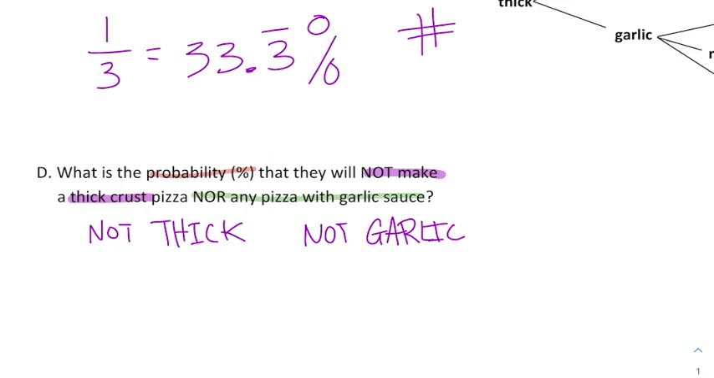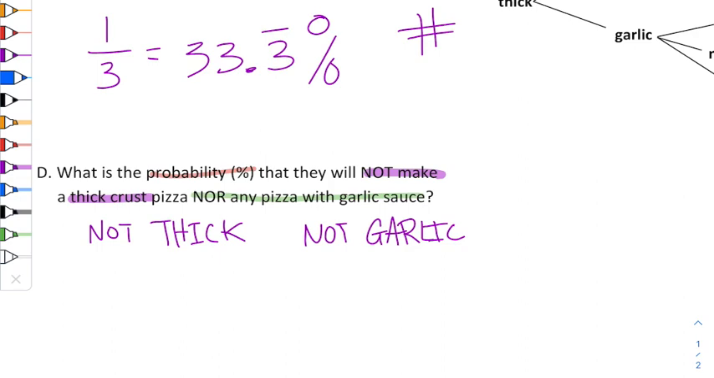But remember how I said that there is a second way to solve this problem? We can think fractionally about these as well. Right, so there are 2 crust choices. One of them is not thick, it's thin. Times, there are 2 sauce choices. One of the 2 is not garlic. It's tomato sauce. Times, it didn't actually say anything about the toppings, so I'm going to say all toppings are okay.